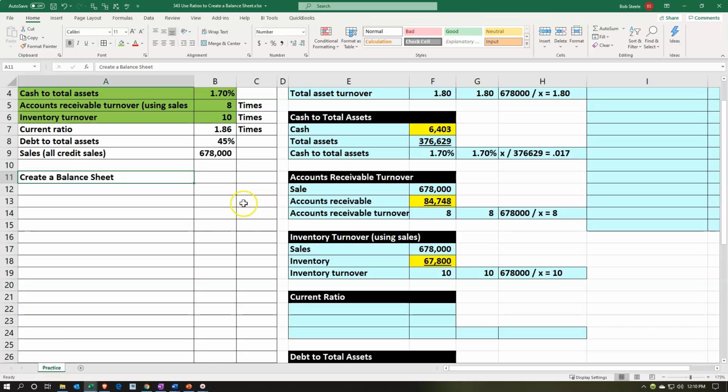So now we're going to have the current ratios. Let's go to the current ratio.